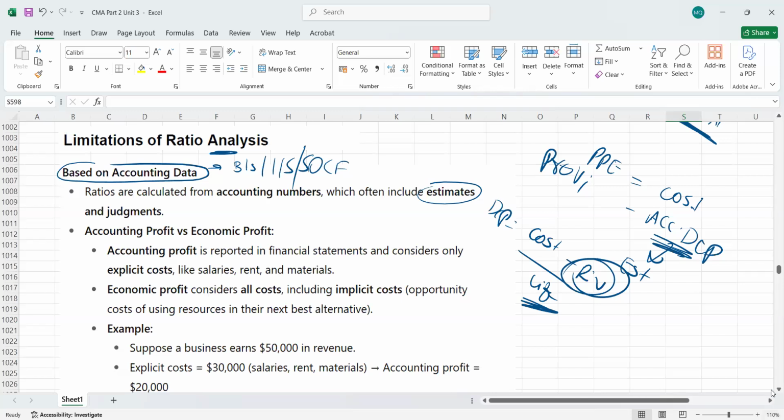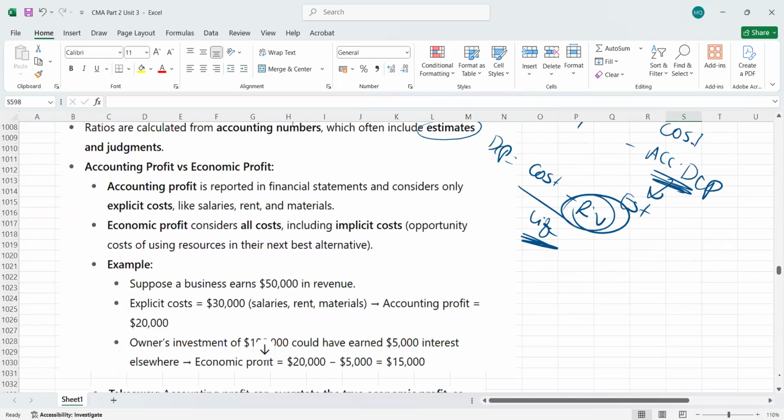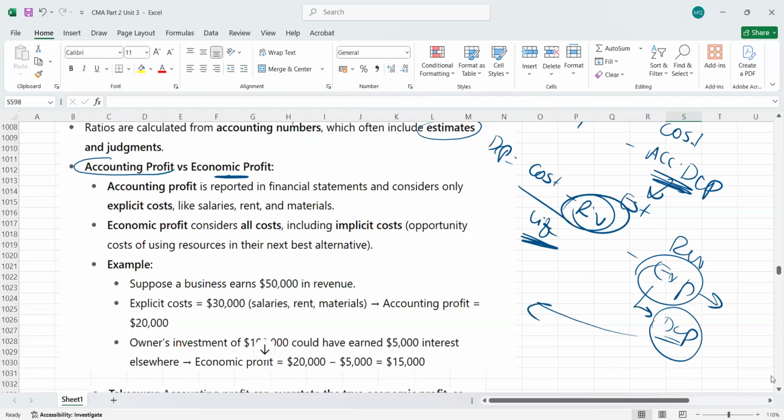There is another thing, because in accounting data we have accounting profit. Here I just want to give you a small idea. Accounting profit versus economic profit, you will study this again in future. Accounting profit is mostly revenue minus expenses, and these are expenses for which you have already paid cash or you will pay cash. For example, you might think of depreciation as a non-cash item, but the depreciation belongs to an asset for which you have already paid the cash.